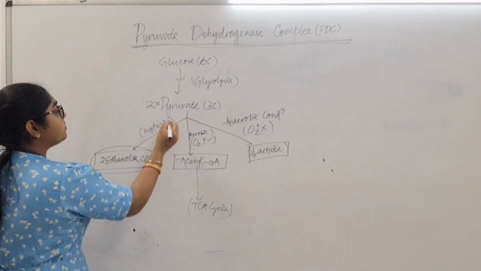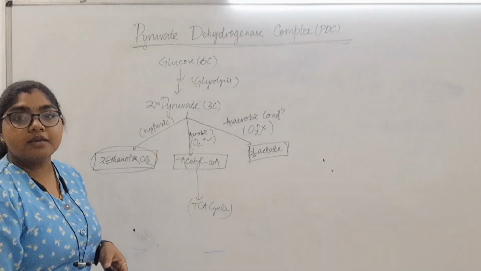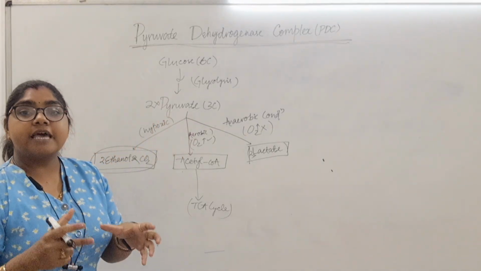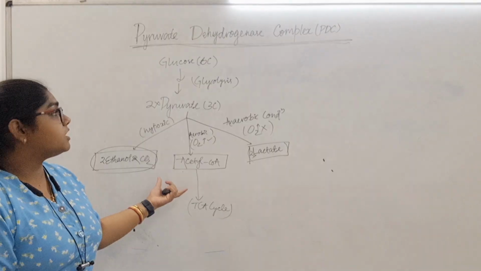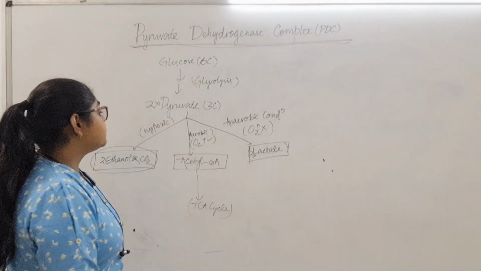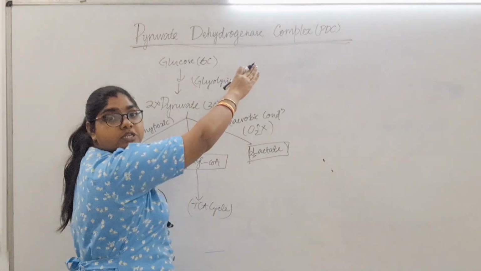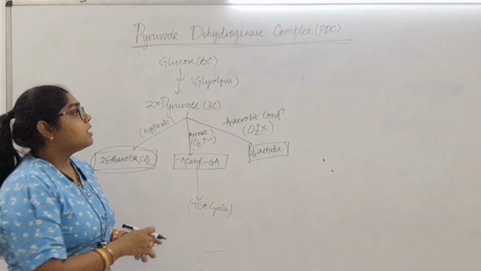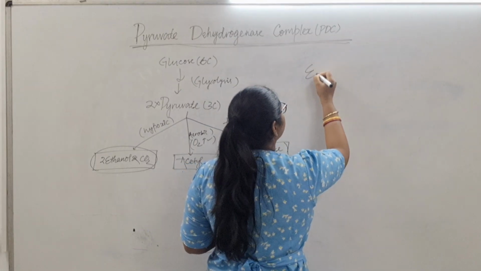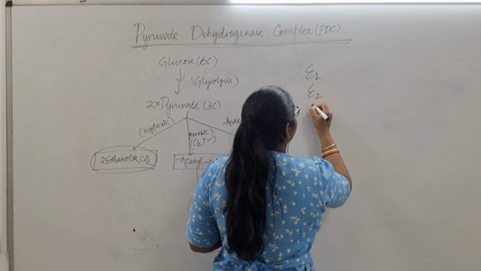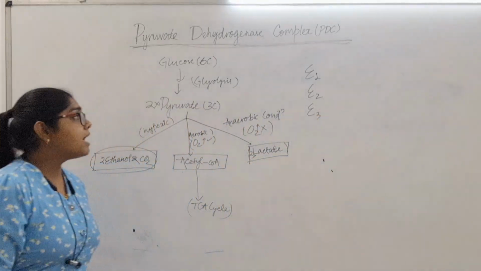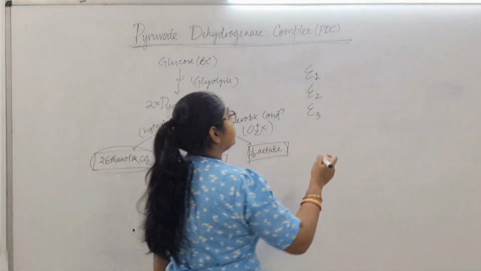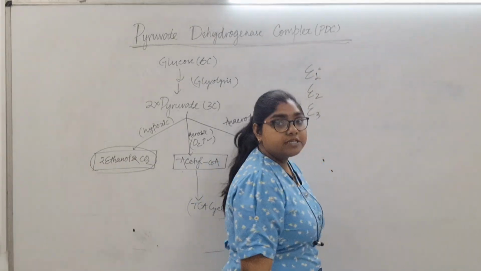Now the conversion of pyruvate to acetyl coenzyme A includes multi-enzyme subunits that are known as the pyruvate dehydrogenase complex. It includes multi-enzyme subunits, those are E1, E2 and E3. So there are three enzymatic subunits present.